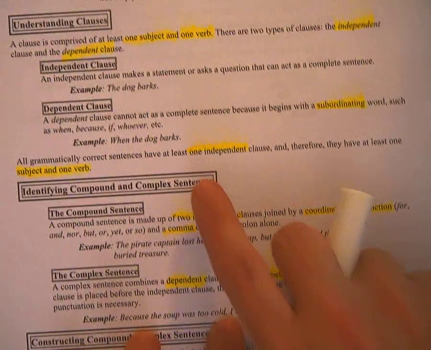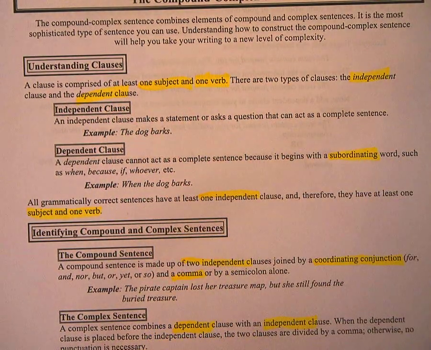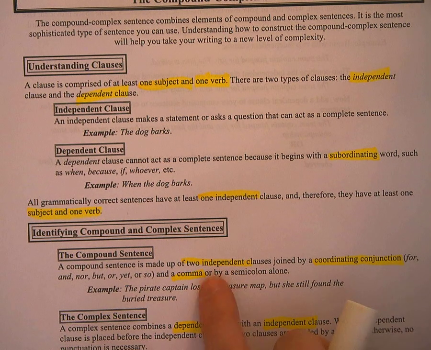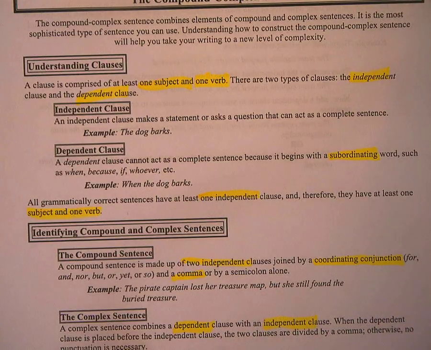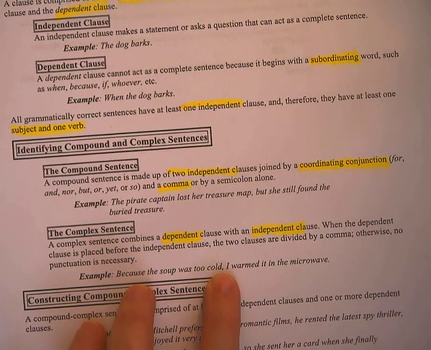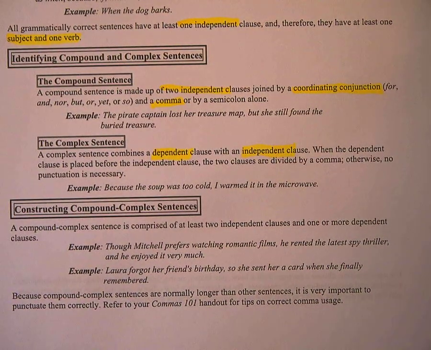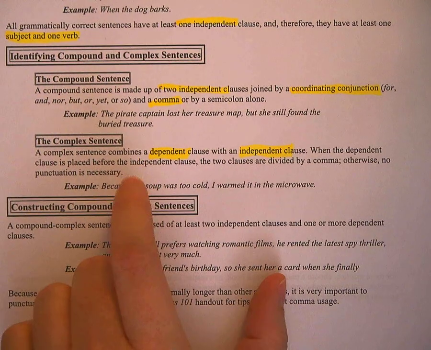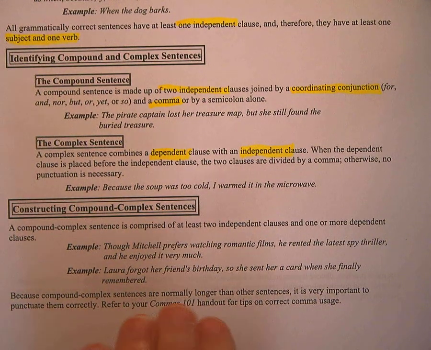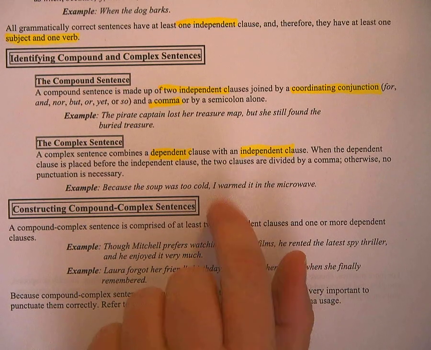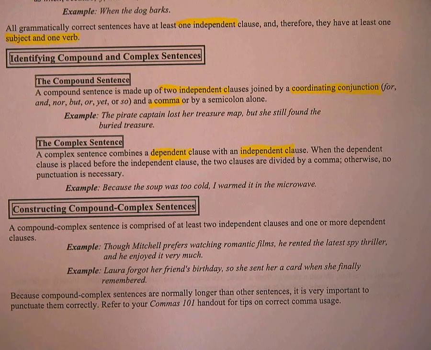Just like in a compound sentence, you need to know that before I use my coordinating conjunction, I gotta have a comma there. Comma, coordinating conjunction. Those are just rules you have to memorize. Okay, then you can join compound and complex sentences together to construct a compound complex sentence. The compound complex sentence has to have at least two independent clauses and one or more dependent clauses.